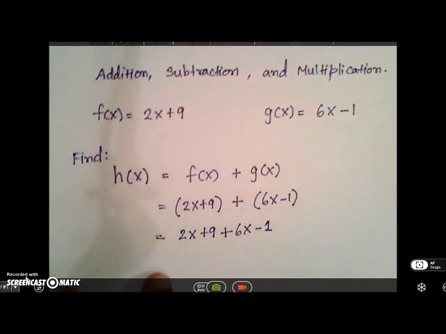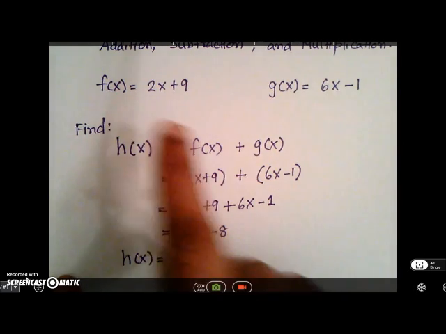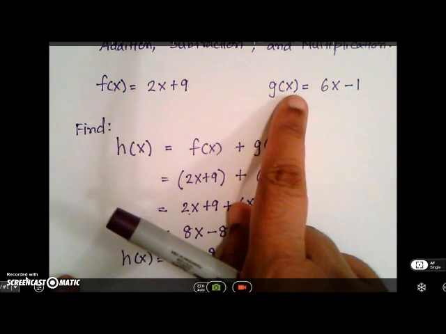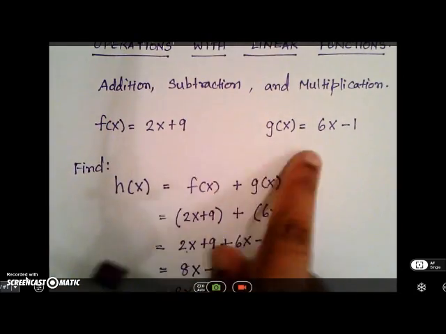Now I have an expression that I want to simplify. I'm going to combine like terms. 2x plus 6x is 8x and 9 minus 1 is 8. So it's 8x minus 8. So my h of x is 8x minus 8, which I got by adding these two functions. So I performed the addition operation with my linear functions.